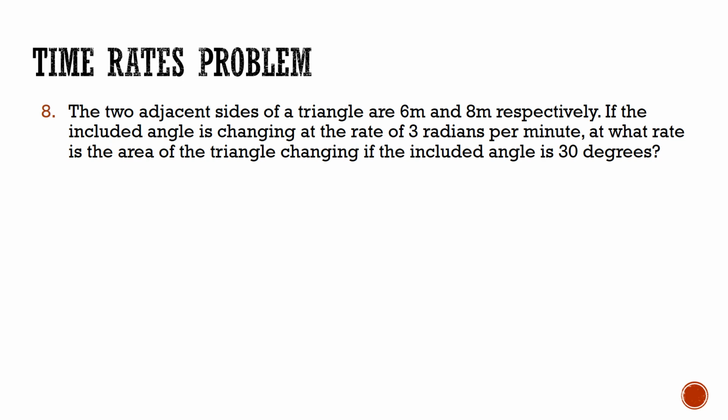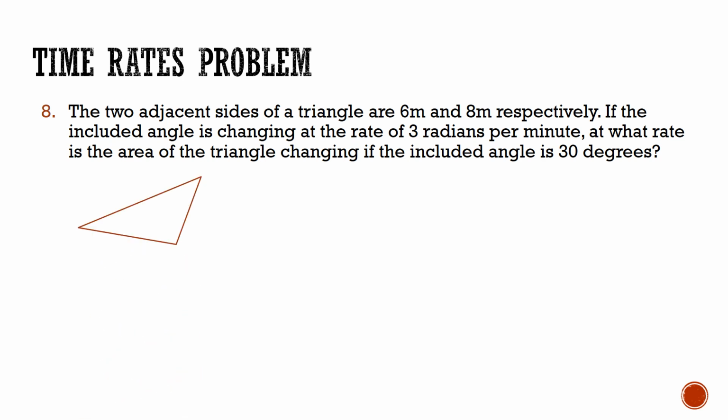The two adjacent sides of a triangle are 6 meters and 8 meters respectively. If the included angle is changing at the rate of 3 radians per minute, at what rate is the area of the triangle changing if the included angle is 30 degrees? So remember that we are looking for the change in area with respect to time when the included angle is 30 degrees, and the angle is changing at 3 radians per minute.